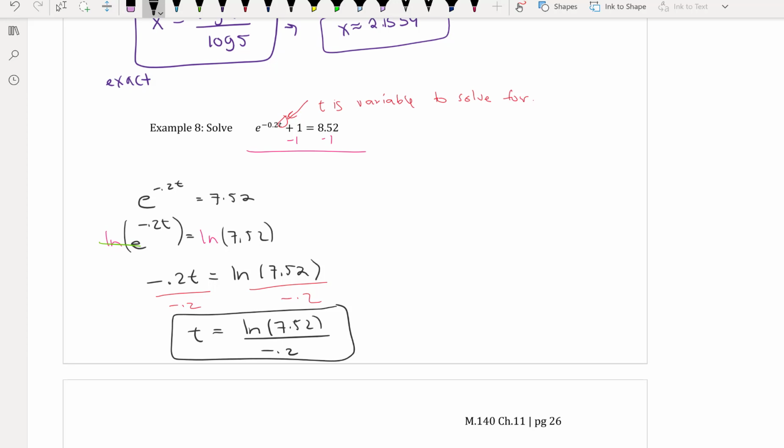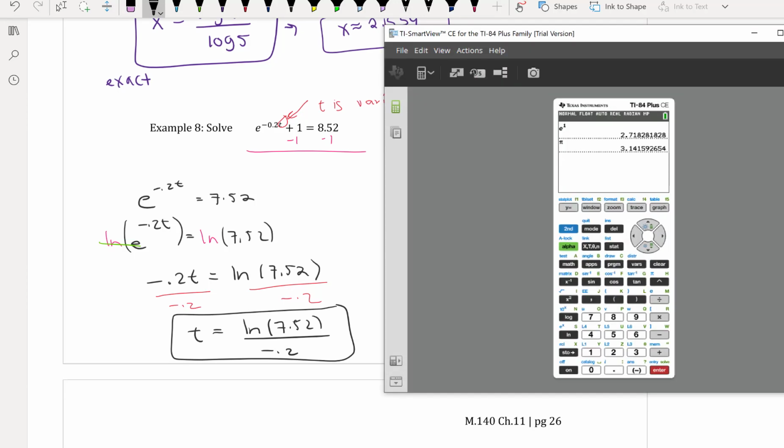And of course, I can plug this into my calculator. So in my calculator, I'm going to have my fraction. So that I can have my ln of 7.52. And at the bottom, I have a negative 0.2.